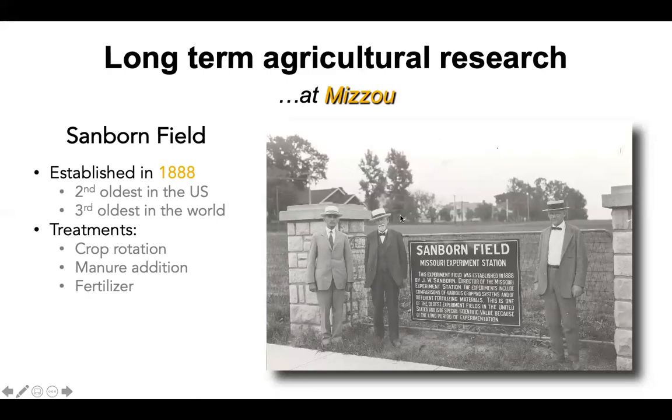This guy right here, this fine looking fellow in the middle, is actually J.W. Sanborn, who the field is named after. Now, Sanborn Field was established in 1888, and it is the second oldest agricultural research site in the US. The only one that's older is just about 8 years older, and it is in Illinois, so just north of us here. But it's also the third oldest in the world. The oldest agricultural experiment is over in England. It's called Rothamsted. But other than that, Sanborn is towards the top, and it's pretty close to the other two.